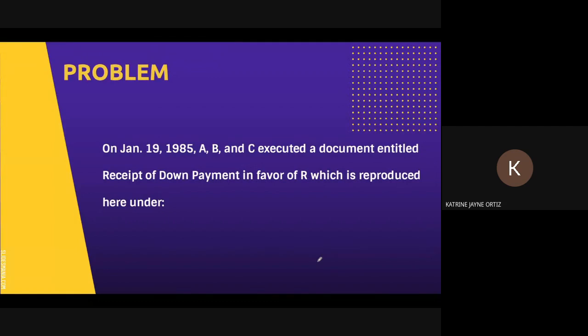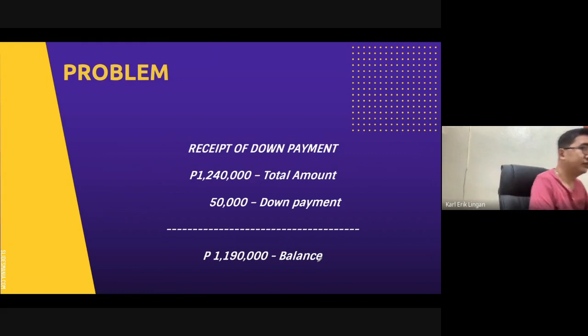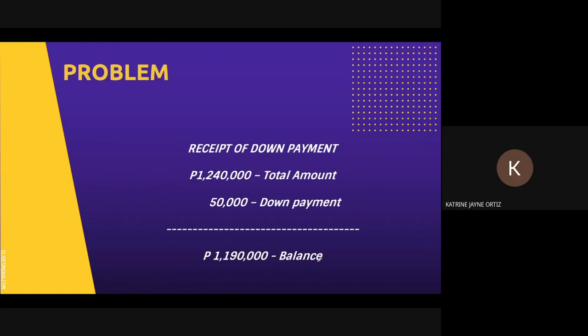19, 1985, A, B, and C executed a document entitled Receipt of Down Payment in Favor of R, which is reproduced hereunder. Receipt of down payment, 1,240,000 pesos total amount, and 50,000 pesos the down payment. The balance is 1,190,000 pesos.